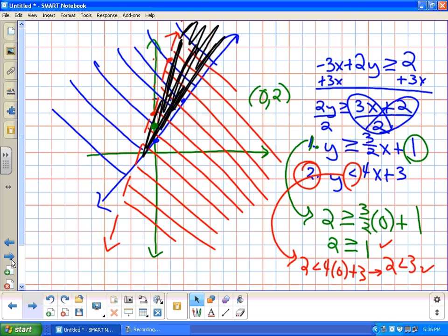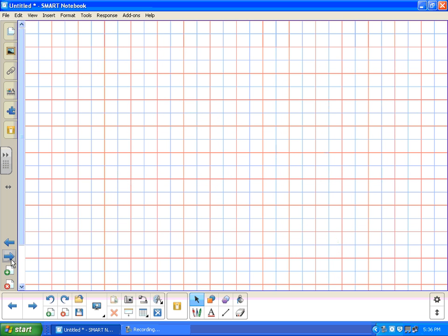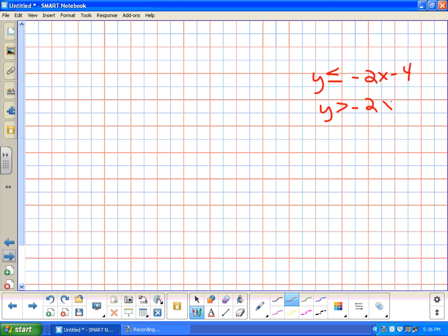Let's try another example. In this example, I have the inequalities y is less than or equal to negative 2x minus 4, and y is greater than negative 2x plus 5. These are both solved for y, so I do not need to do that. I'll just graph both my lines.